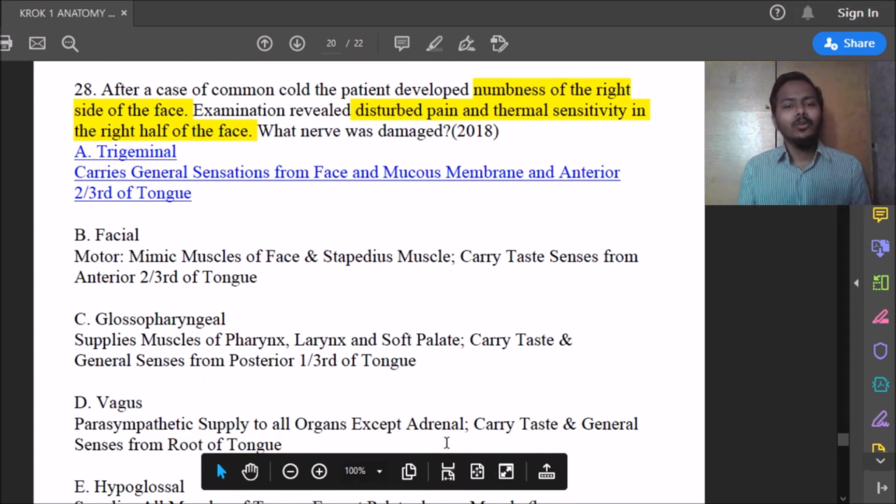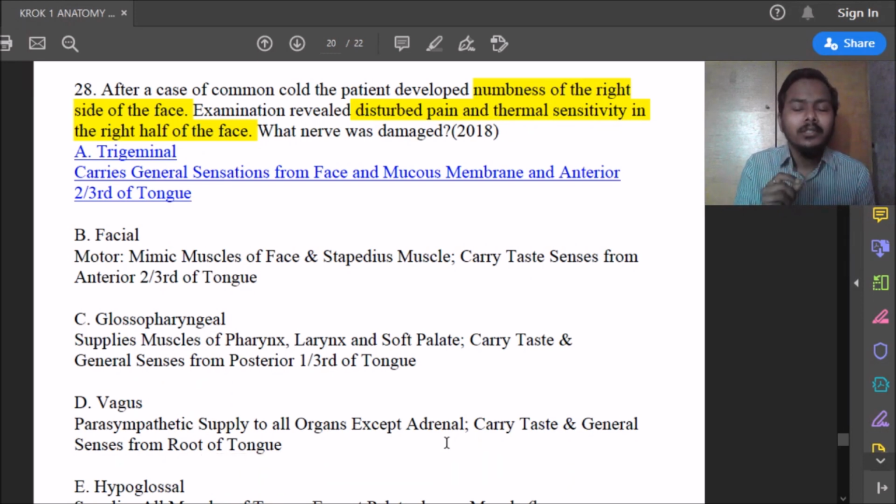After a case of a common cold, a patient developed numbness of the right side of the face. Examination revealed disturbed pain and thermal sensitivity on the right side of the face. For the sensory innervation of the face, there is the trigeminal nerve. If it is paralysis or paresis, we can say it is the facial nerve.